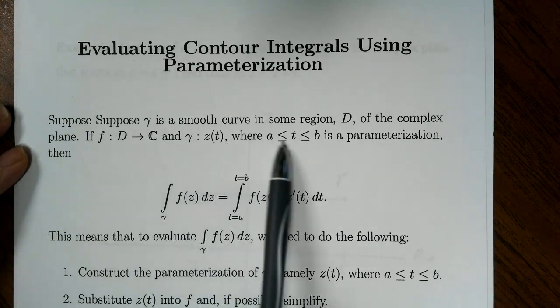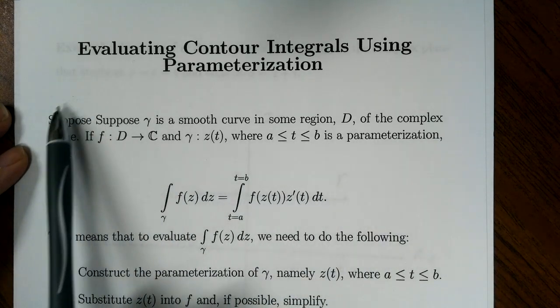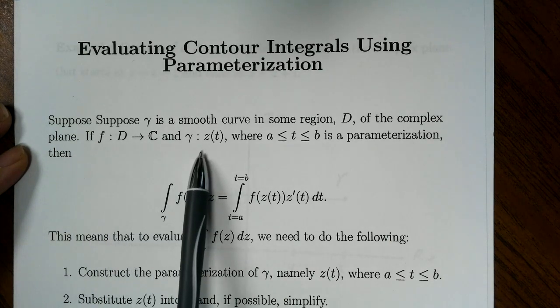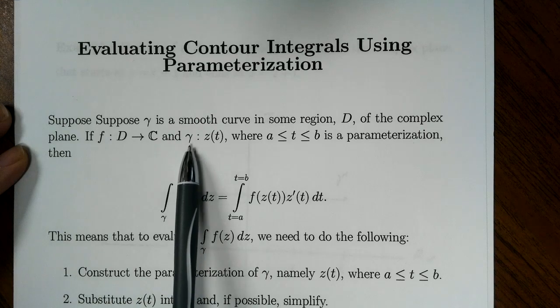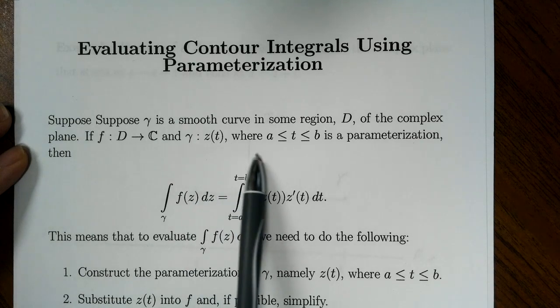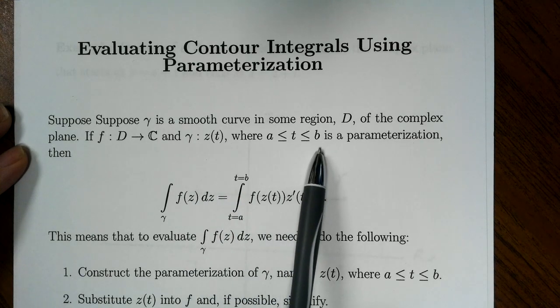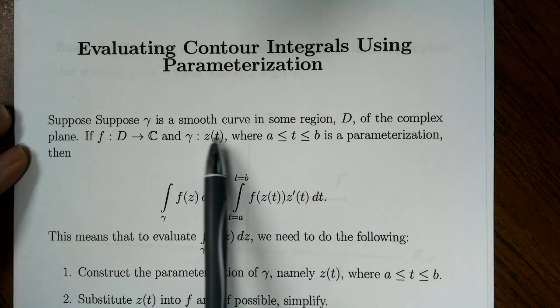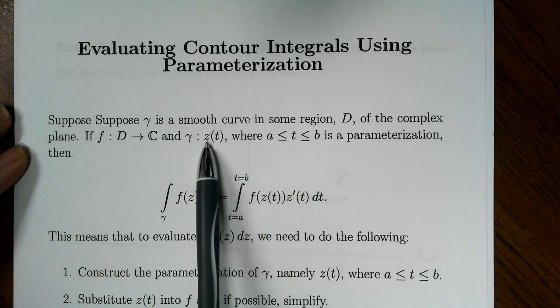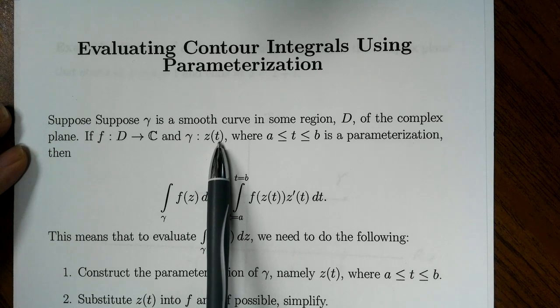that gamma is a smooth curve in some region D of the complex plane. We'll assume that f is defined on D, and we're going to assume that gamma has a parameterization, which we write gamma: z(t), where t varies between a and b. And so the idea is that as t varies between a and b, thinking about t as time, z(t) is going to trace out a curve in the complex plane.